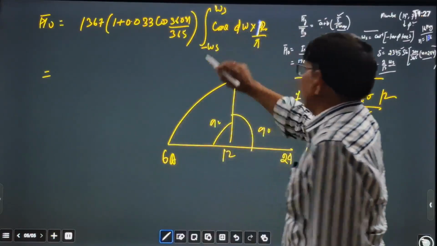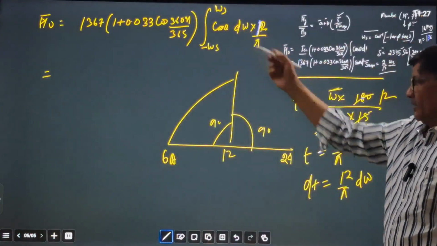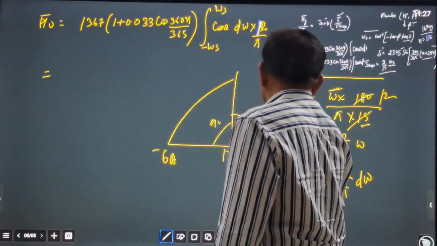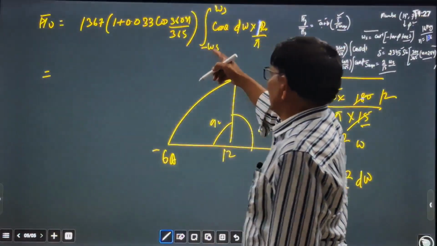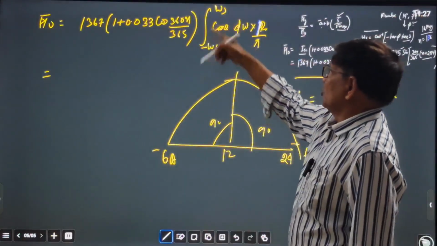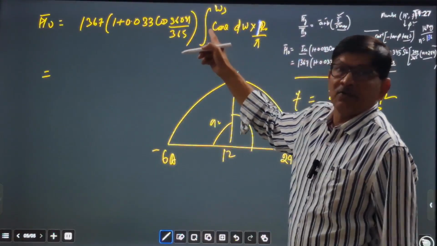That's why multiplied, minus omega s to plus omega s. Here minus omega s and plus omega s, like this. So if we change minus omega s to plus omega s into 0 to omega s, then we have to multiply by 2.